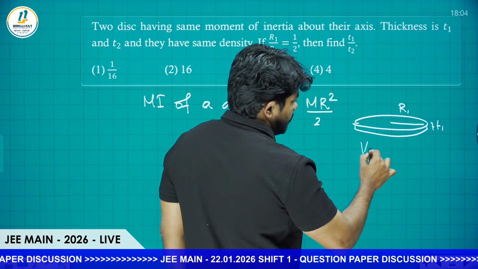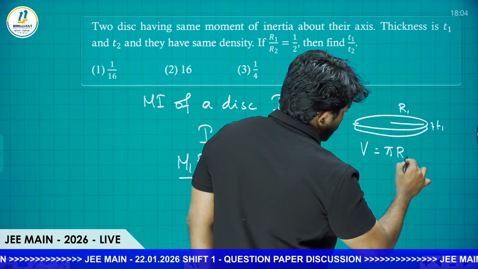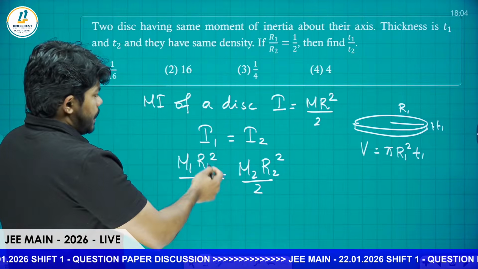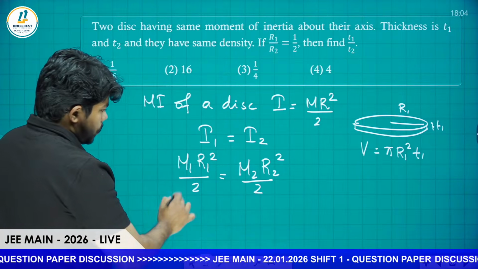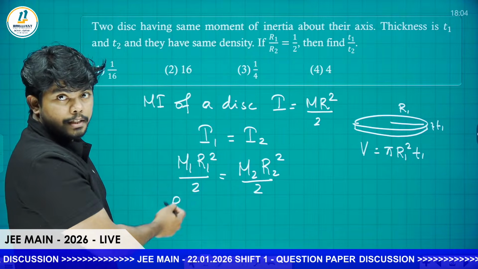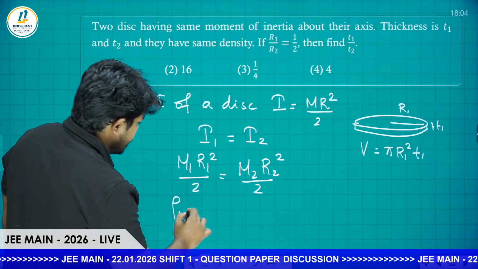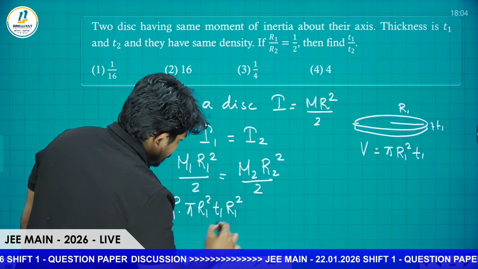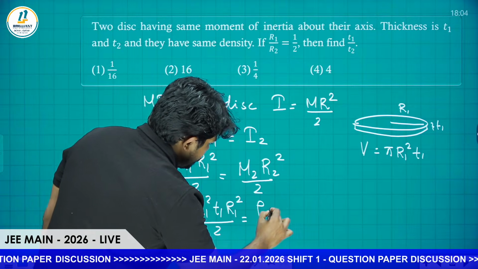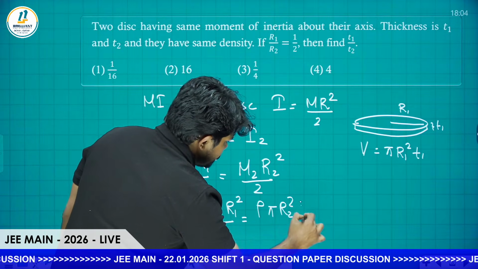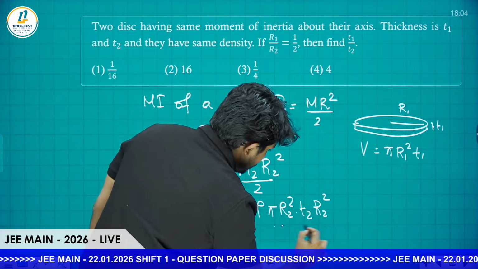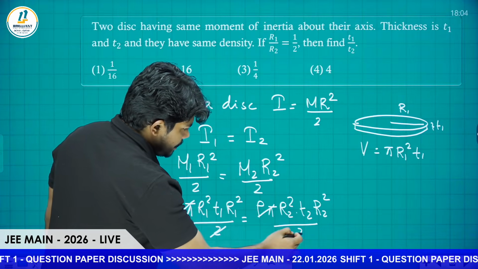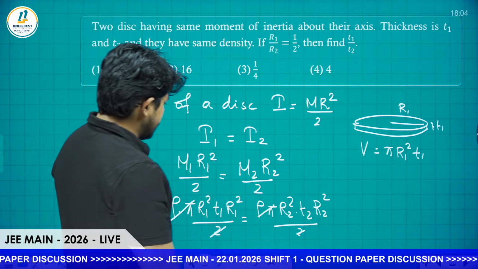Then how can we find the volume? Volume can be taken as pi R1 square times T. That will be the volume of the disk. Now we can substitute: mass can be changed into density times volume. So density times pi R1 square T1 times R1 square divided by 2 is equal to rho pi R2 square T2 times R2 square divided by 2. The only things we have to consider are the radius and the thickness.